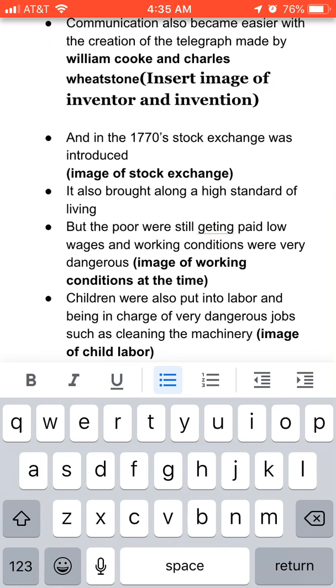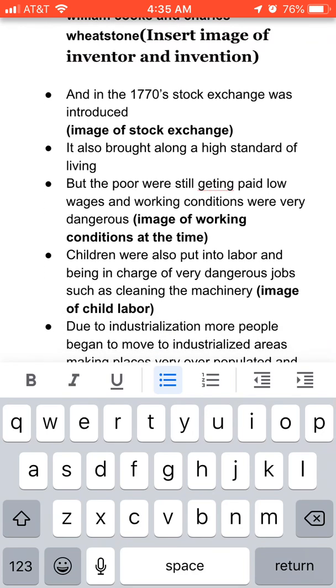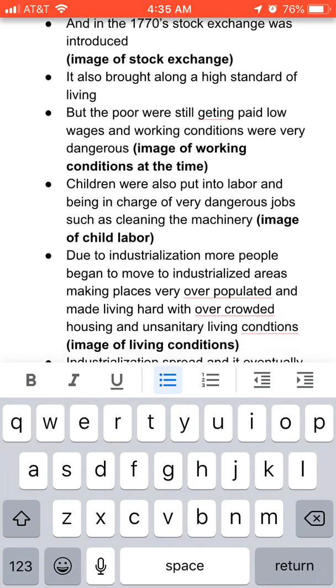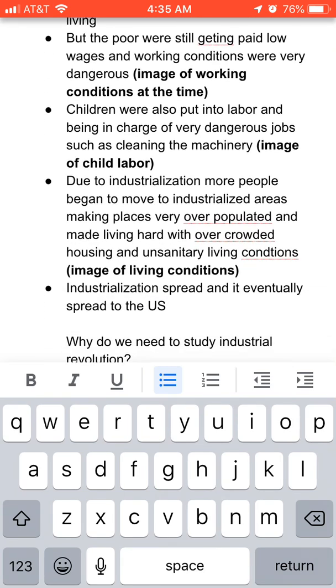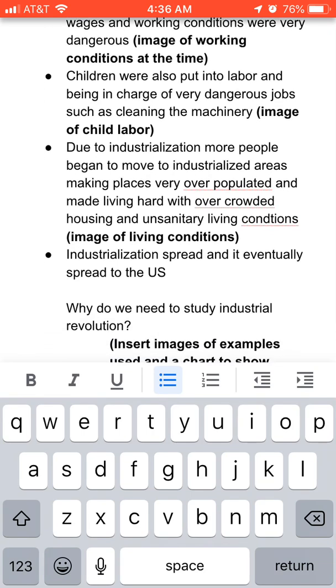It also brought along a high standard of living, but the poor were still getting paid low wages and working conditions were very dangerous. Children were also put into labor and put in charge of very dangerous jobs, such as cleaning the machinery. Due to industrialization, more people began to move to industrialized areas, making places very overpopulated and making living hard with overcrowded housing and unsanitary living conditions. Industrialization spread, and it eventually spread to the US.